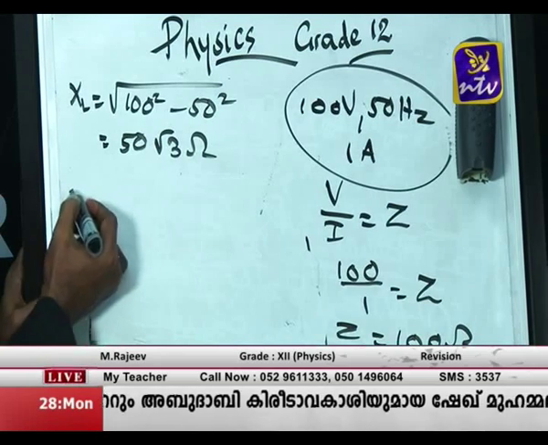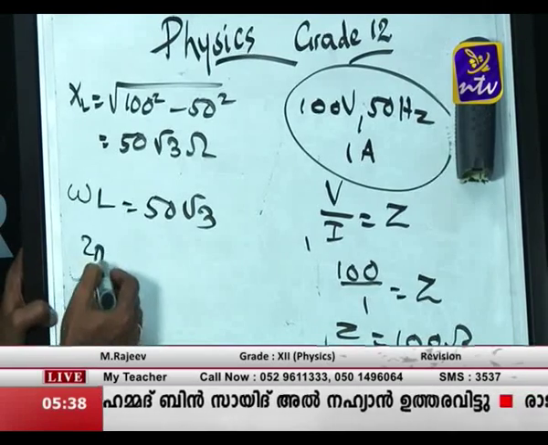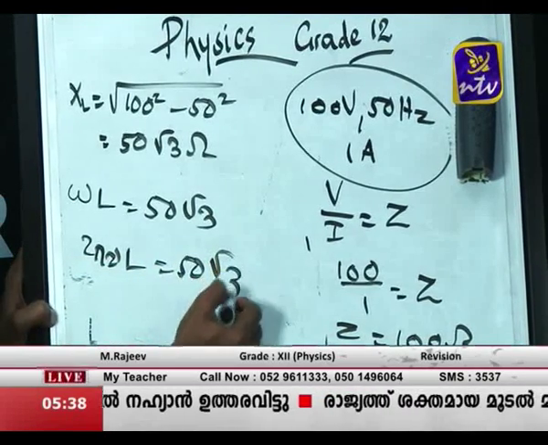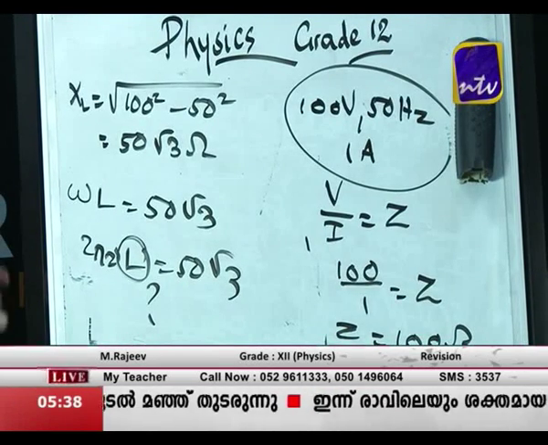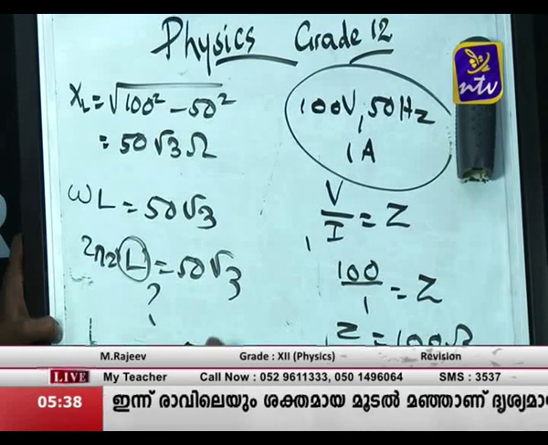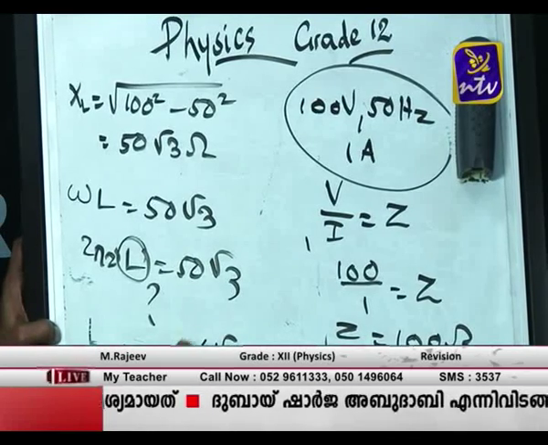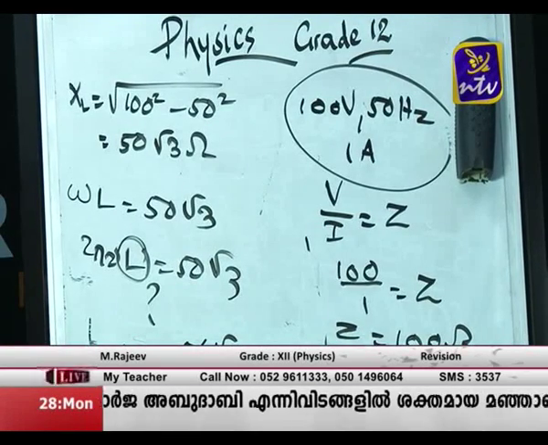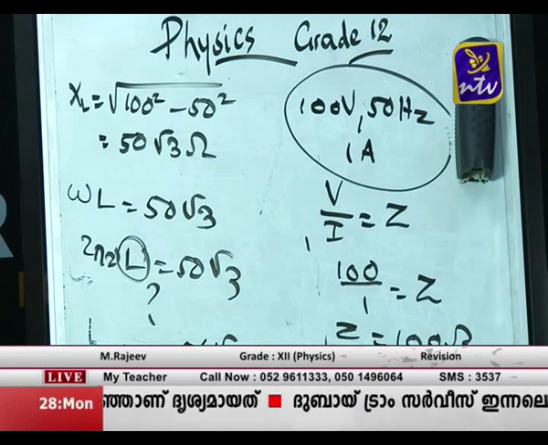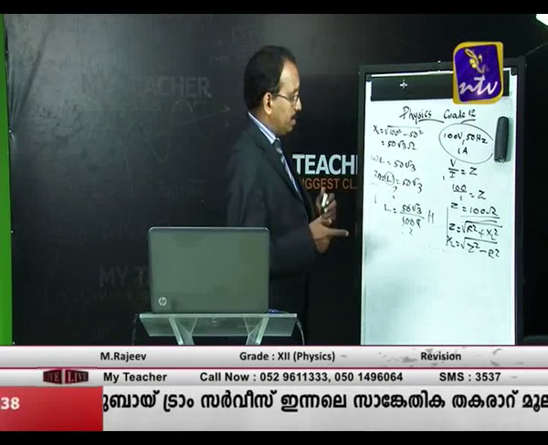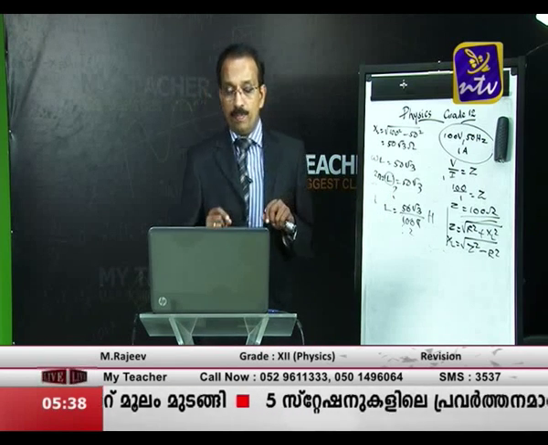Instead of XL we write omega L is 50 root 3, but omega is 2 pi nu, so 2 pi nu L is 50 root 3. L is the question. You are given nu as 50 hertz. So we will get L is equal to 50 root 3 divided by 100 pi, this much Henry. So root 3 by 2 pi Henry. So the value of L we are able to calculate like this. Hope it is clear. That's one thing to know.